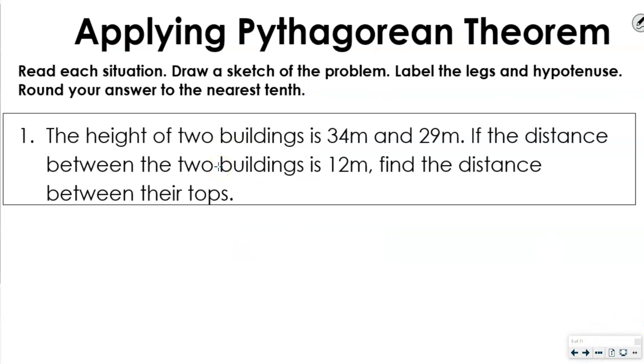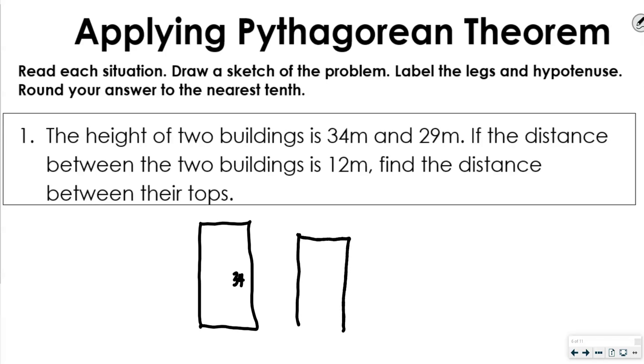So here's our first problem. It says, applying Pythagorean's theorem, read each situation, draw a sketch of the problem, label the legs and the hypotenuse, and round the answers to the nearest tenth, okay? So it says the height of two buildings is 34, and as I said yesterday in class, we are going to read and mark up, okay? 34 meters right there is one building, and 29 meters is the other, okay?